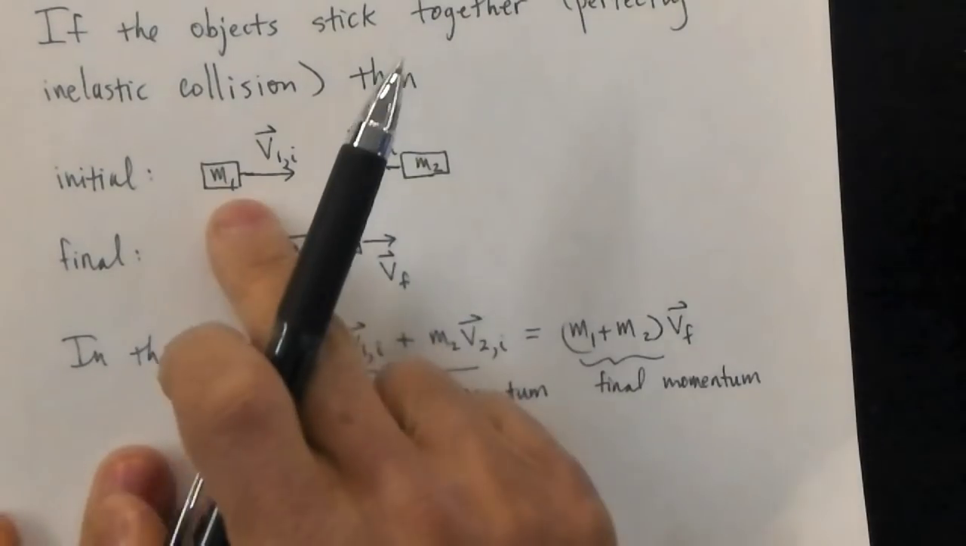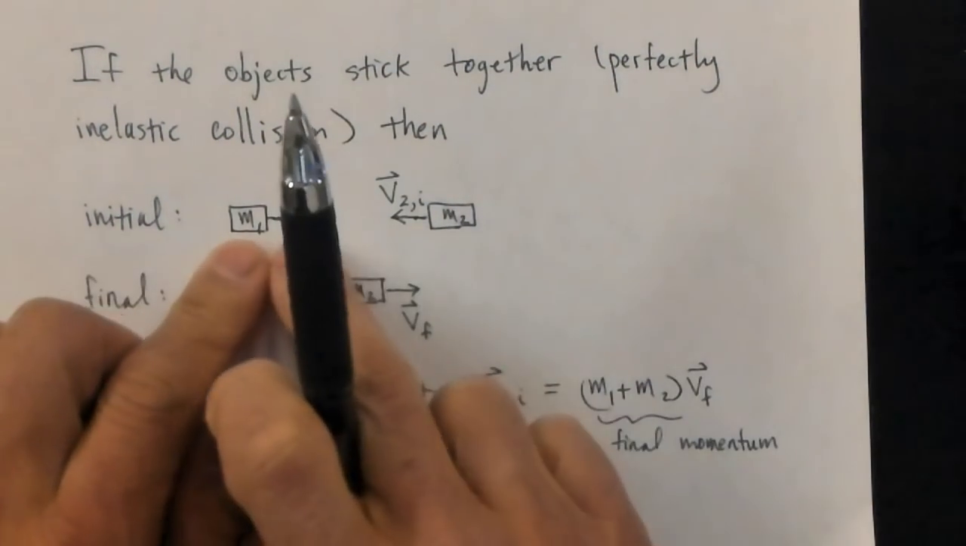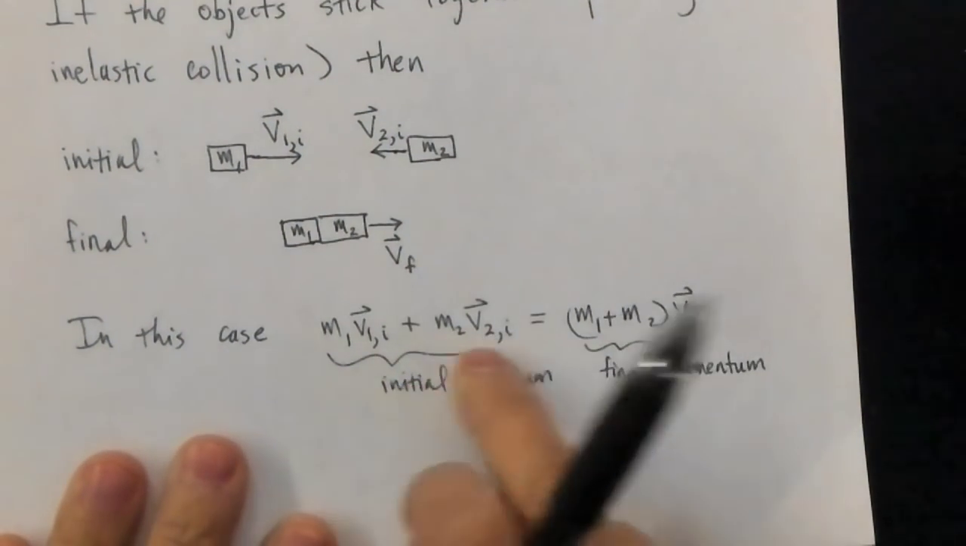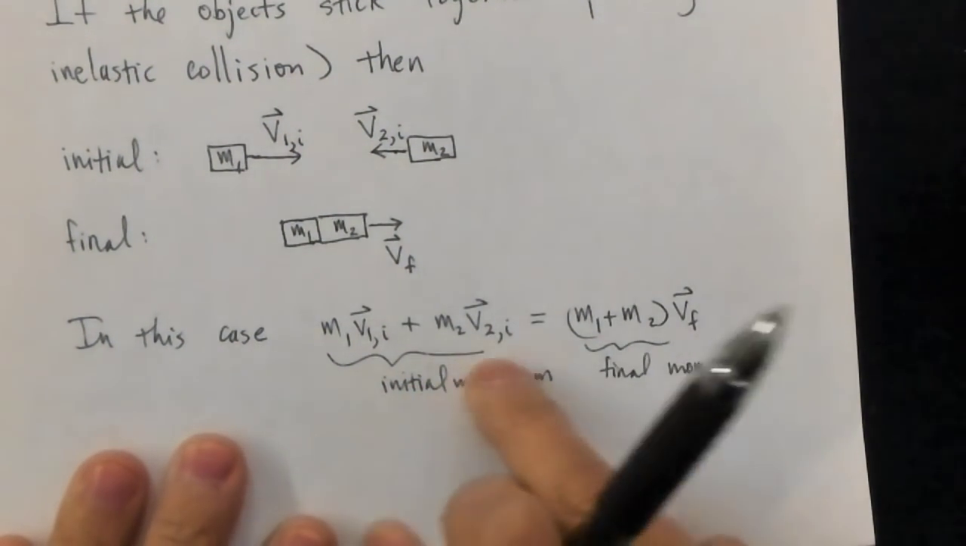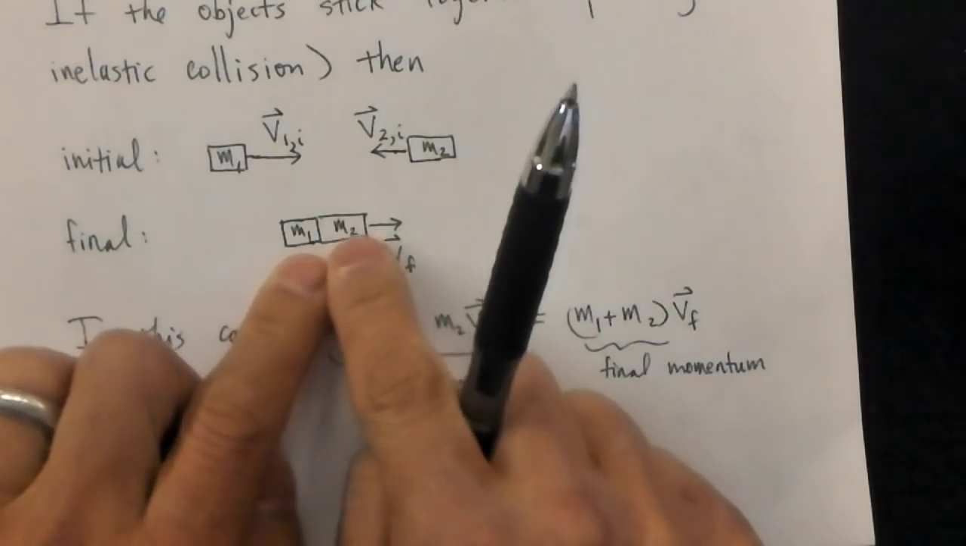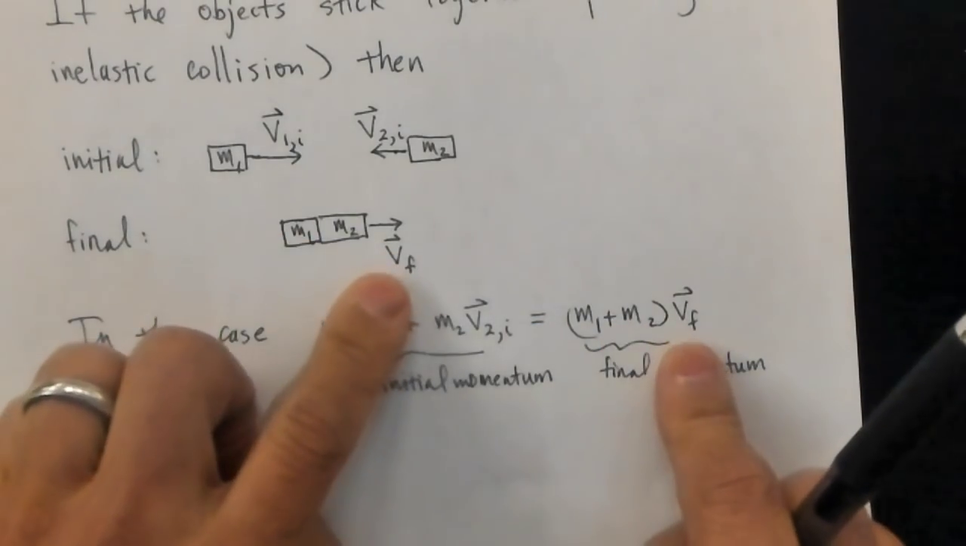Okay, so this is what's called a perfectly inelastic collision. We have m1 v1 initial plus m2 v2 initial, the same thing as we had before. That's the total initial momentum. But in the final case, they go together. So you add the masses together. So you have m1 plus m2 together times v final.